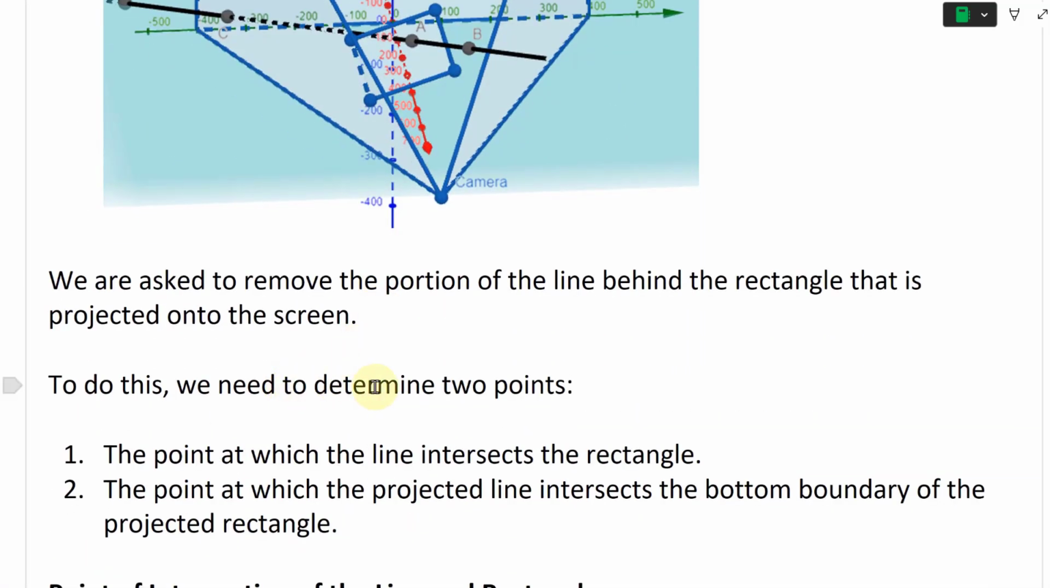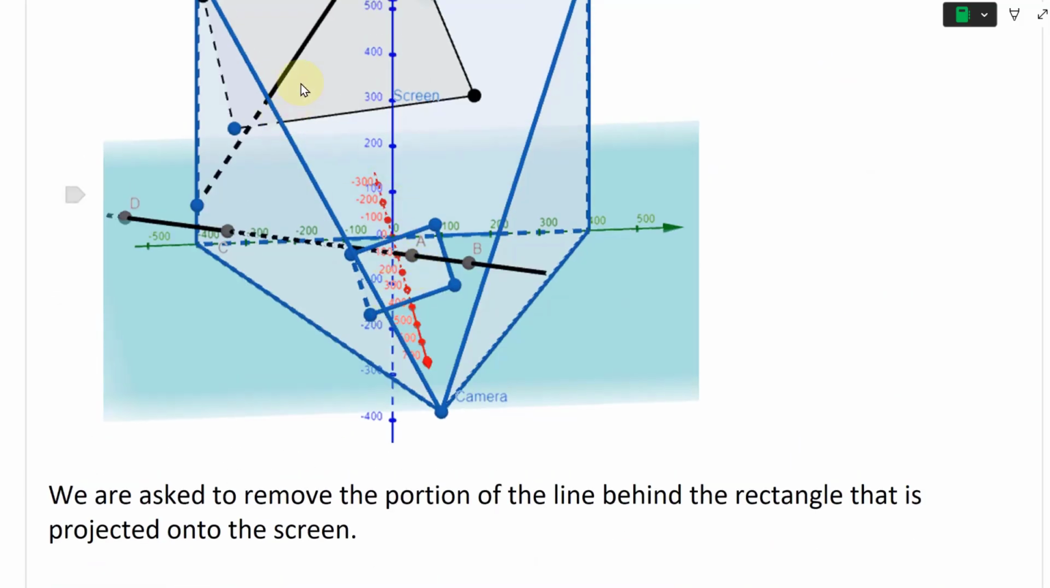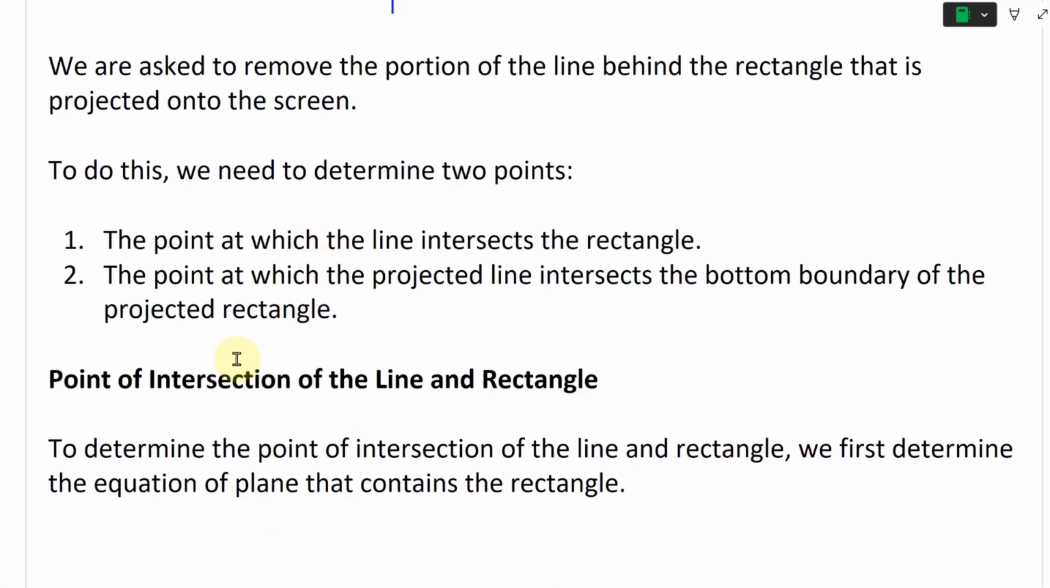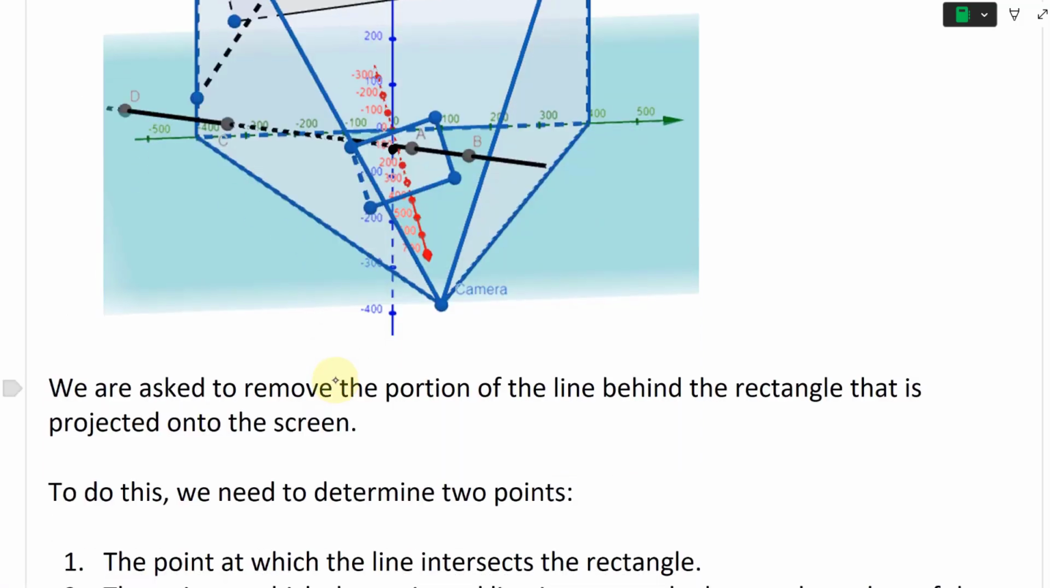So to do this, we need to determine 2 points. The point at which the line intersects the rectangle. Once we find that line that intersects, then we can just project that onto the screen. So we get this point projected onto the screen, so we have that point. Then the next point is the point at which the projected line intersects the bottom boundary of the projected rectangle. So in other words, we have to find this point, that's number 1, project it onto here, and then we got to find this point where the line intersects this bottom boundary, and now we have the 2 points and we can clip these out. So that is some fascinating stuff that we got to do.